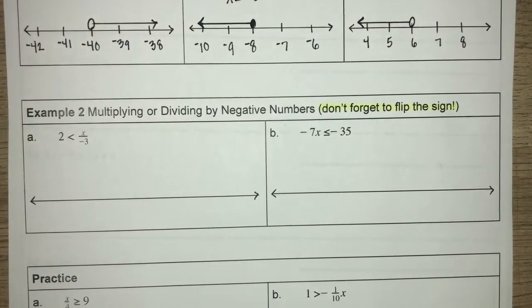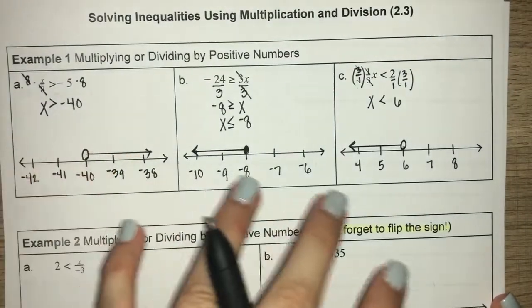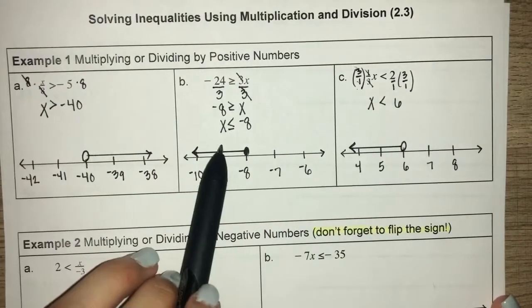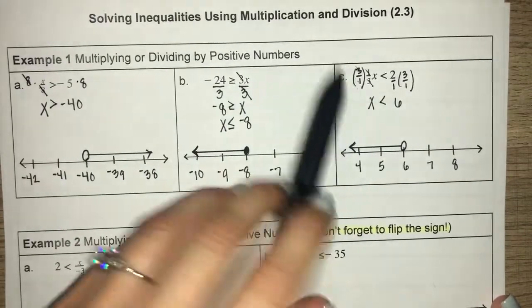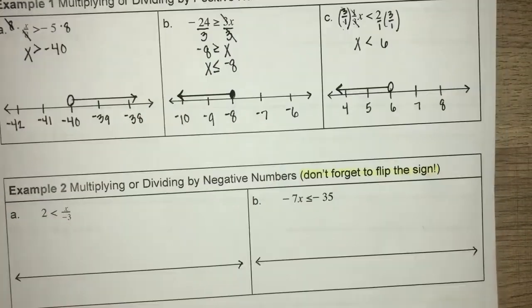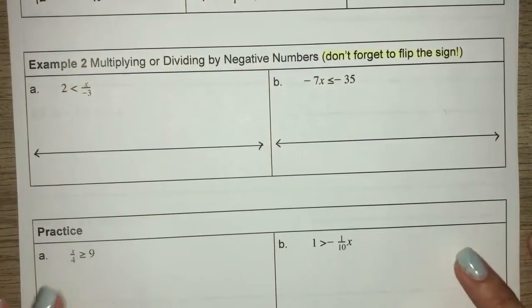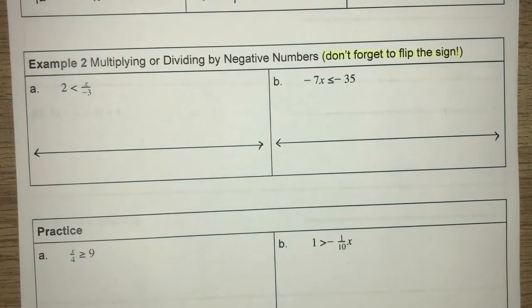So example 2 is multiplying or dividing by negative numbers. So the first 3 problems up here, we multiplied or divided only by positive numbers, like positive 8, 3, 3 over 1. But now we're going to multiply or divide by a negative number, and there's something very important that you have to remember when we're multiplying or dividing by negative numbers when solving inequalities, and that's that you have to flip the inequality symbol.